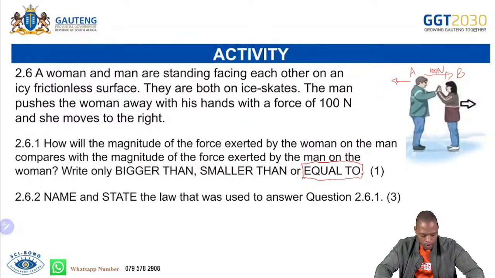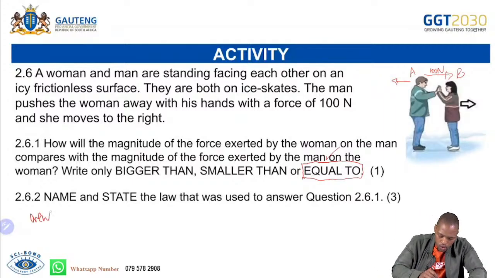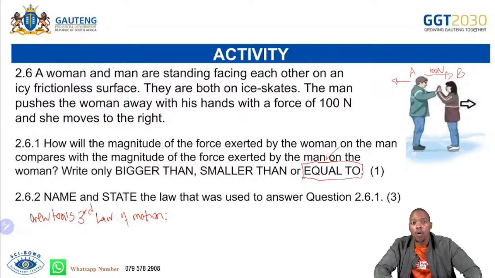Okay, question 2.6.2 asks us to name and state the law that was used to answer question 2.6.1. Even if this question was not there, I was going to ask myself, how do you know that it is equal to? Well, we are guided by this law named Newton's third law of motion. We are guided by this law called Newton's third law of motion.